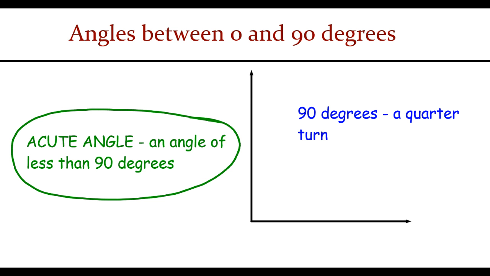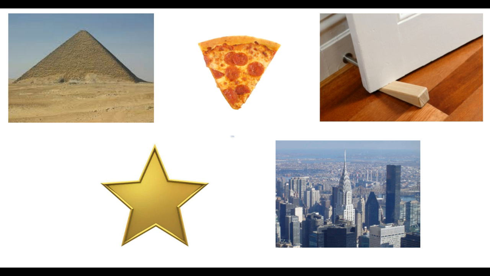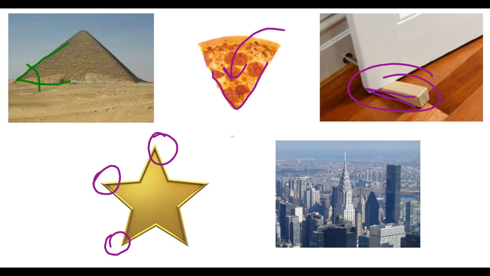Now we see acute angles in lots of different places. For example, the pyramids appear to be an acute angle, especially when we look at that angle right there. Pizzas, unless you're a fan of really big pizzas, which some people might be, often the point of a pizza is an acute angle. We have doorstops that are acute angles, that very small angle made right there. These points of the stars are all made by acute angles, and even the Chrysler Building in New York, if we imagine it as a perfect triangle, would be an acute angle up at the top where the points meet up in that famous spire.